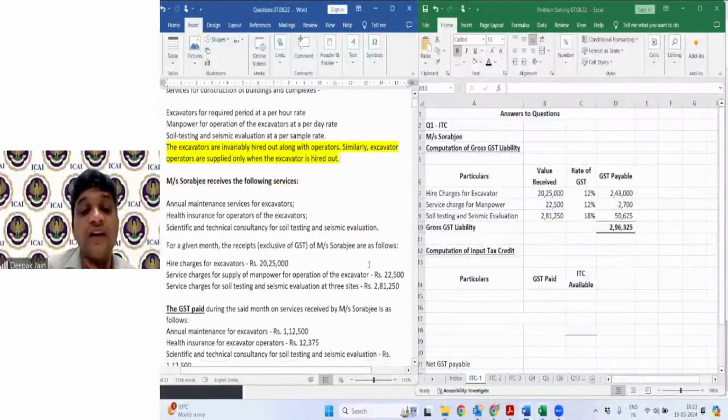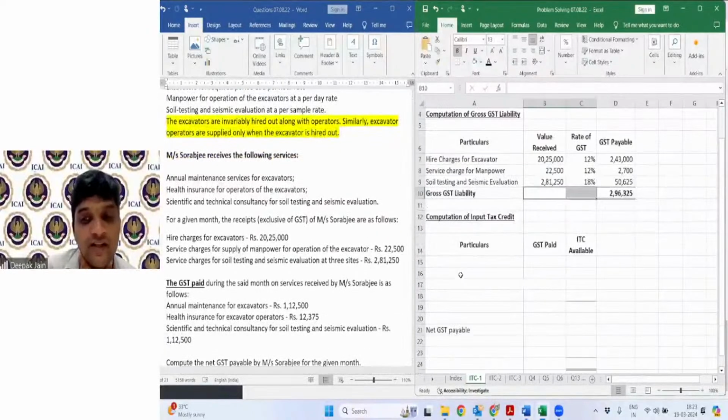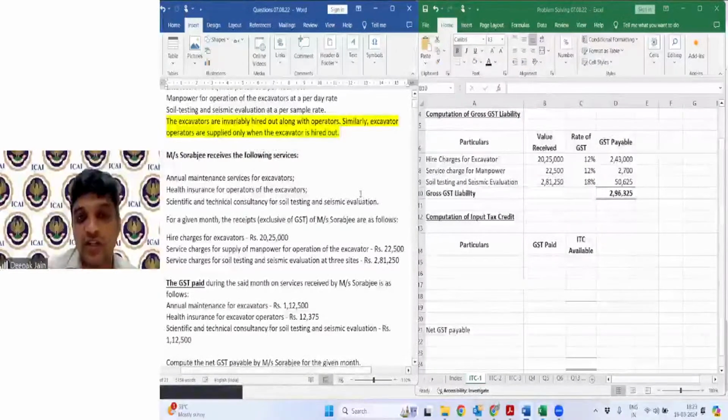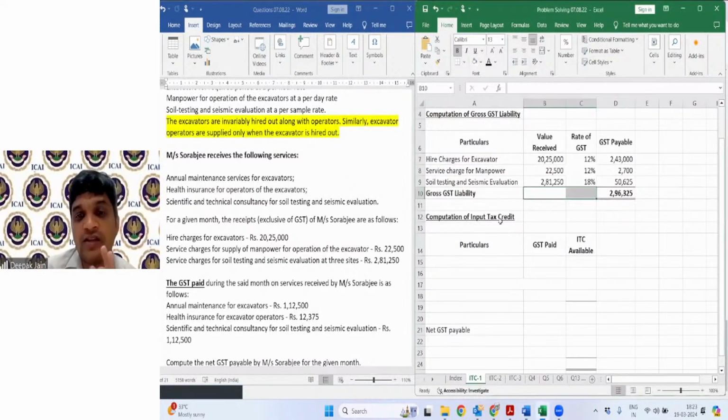Now we have to calculate the input tax credit. Hope you are noting down each and everything. Answers I will not share. I'm sharing only the question with you. In the upload segment, uploading PDF, I'll only share the questions with you. Answers, since you're already writing out, I will not share this with you.